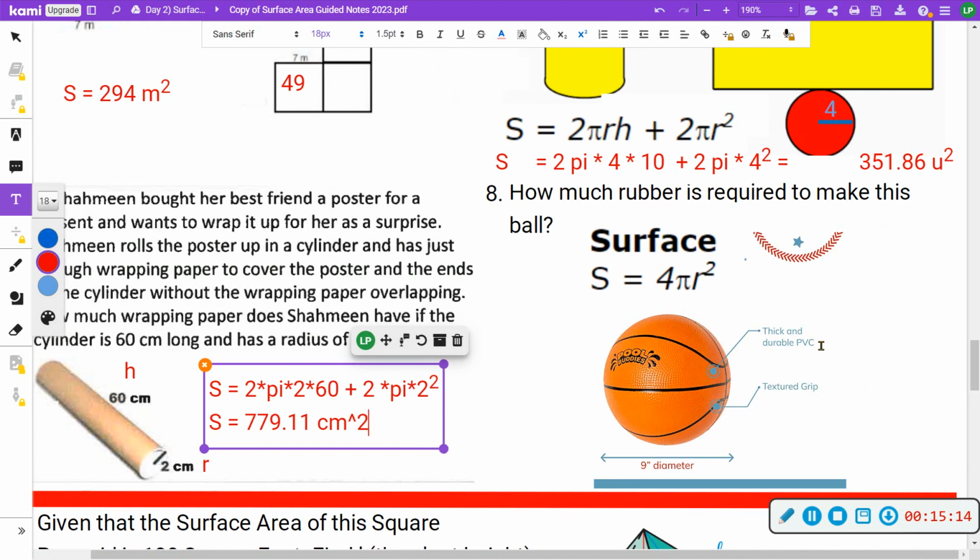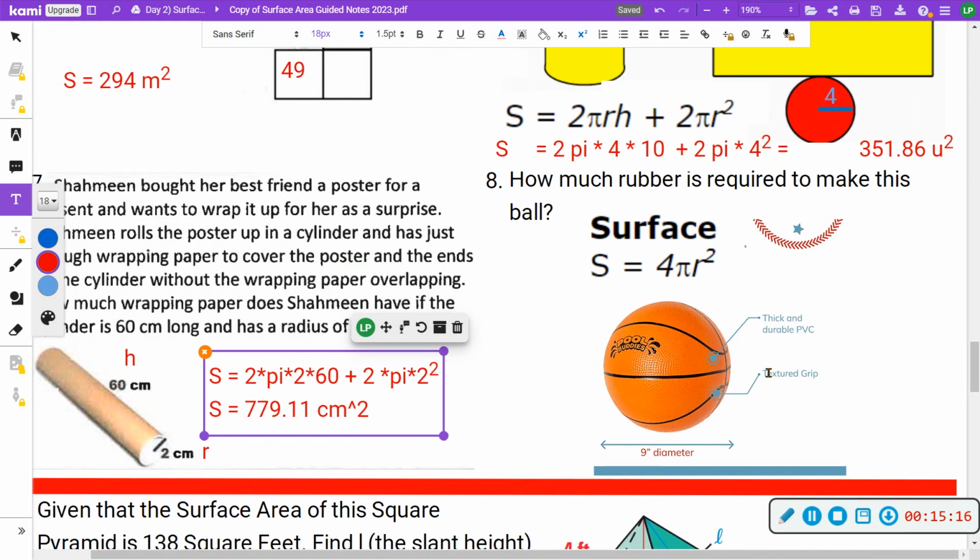All right, how much rubber is required to make this ball? Now this is assuming, again, this is about the surface. When you're making a ball, you don't fill the inside with rubber usually. The inside is filled with air. And so you're just wanting the surface area. And to find the surface area, all you need is the radius. Here, they gave me the diameter.